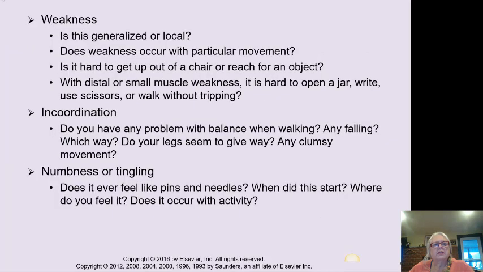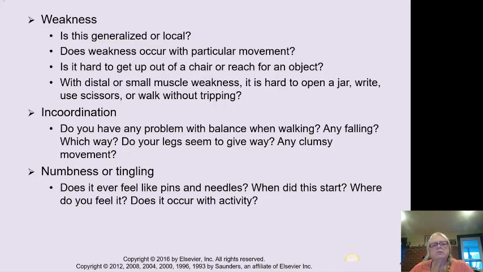We're going to ask questions about weakness. Do you have any problems balancing or walking? Any problems falling? Which way do your legs seem to give way? Do you have any clumsiness or clumsy movements? People will actually make jokes about being clumsy. They're just so clumsy, but that can have a neurological basis to it. So asking them, when did that start? Have there been any changes over time? That will all be important.